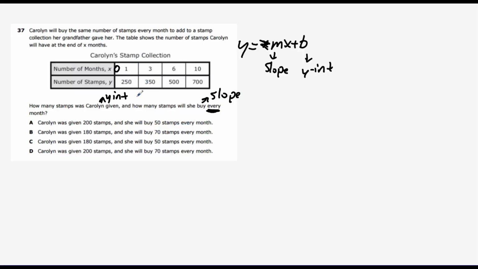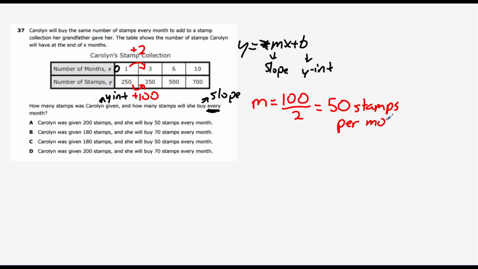So let's do that. Our change in y here, from 1 month to 3 months, the number of stamps went up by 100. The number of months changed by 2. So our slope, m, is 100 stamps every 2 months, or if we simplify that, 50 stamps per month.